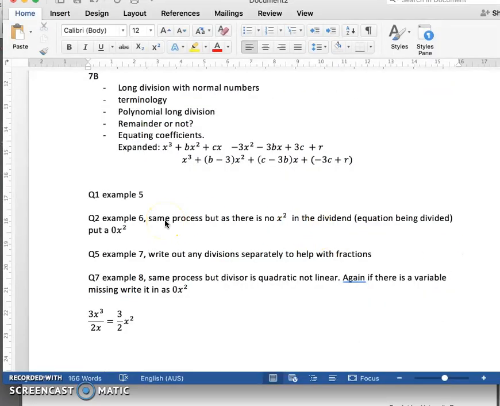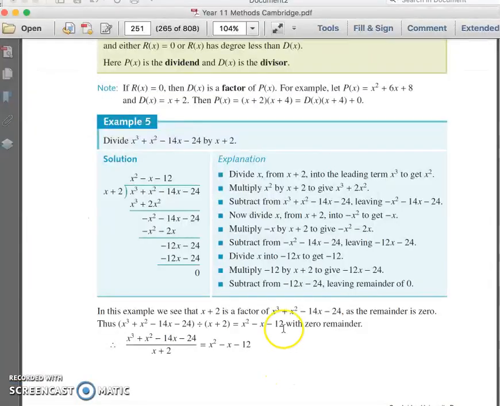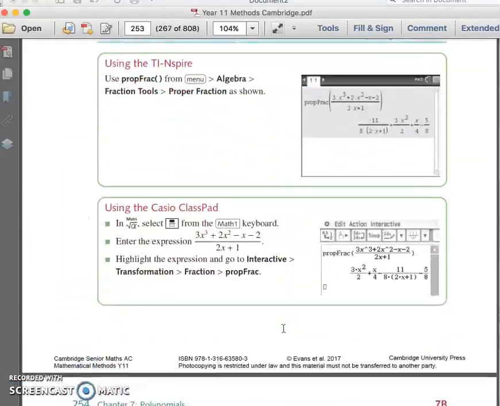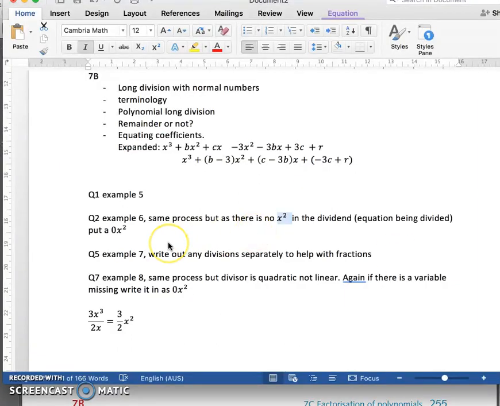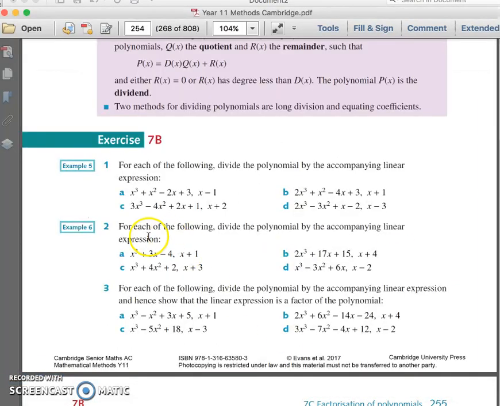Question 2, it's pretty similar, but in some of them there's, for example, no x squared in the cubic. So if we're looking at the equation, all you have to do is put a plus 0x squared in there so that the process still works and you're still taking the x squareds into consideration. And for each question you can see the example that's relevant.